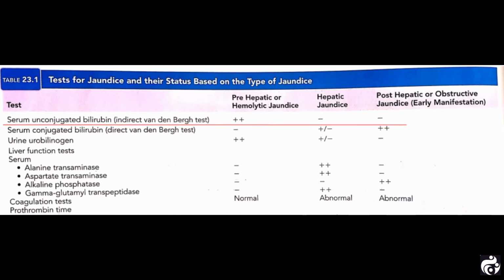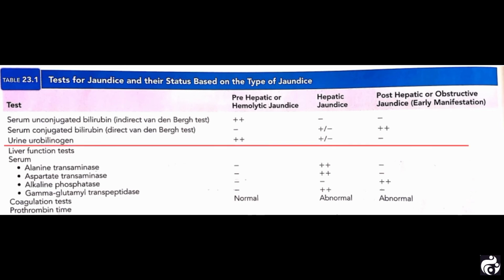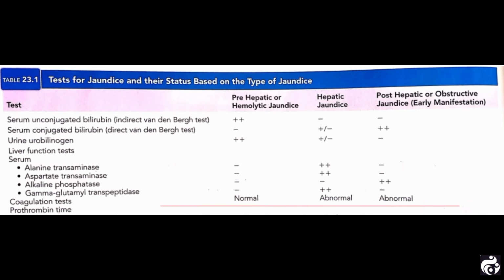So, for serum unconjugated bilirubin, in prehepatic jaundice, it is positive, that is present, and in hepatic and posthepatic it is absent. For serum conjugated bilirubin, in prehepatic it's negative, for hepatic it can be positive or negative, and positive in posthepatic. For urine urobilinogen, positive in prehepatic, positive or negative in hepatic, and negative in the posthepatic. About the prothrombin time, normal for prehepatic, abnormal for hepatic and posthepatic.